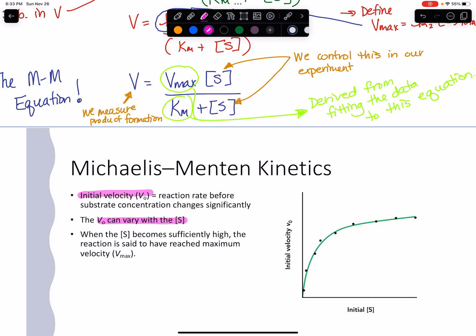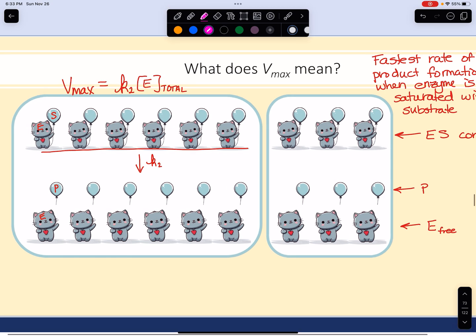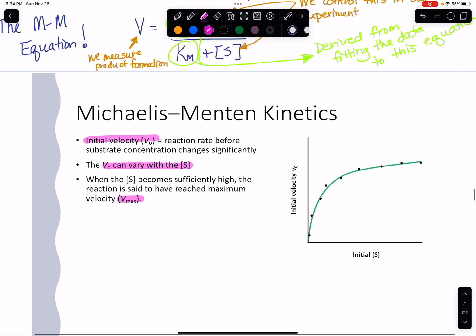So remember that we have this maximal velocity, and we're going to see that maximal velocity when we have so much substrate around, again, that all the cats are holding their balloons. All the enzymes are saturated with substrate.